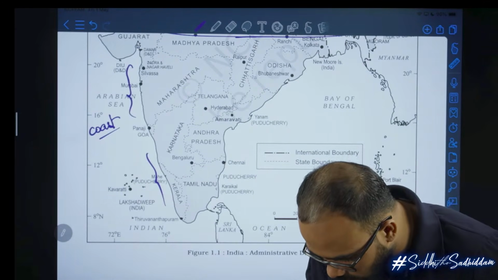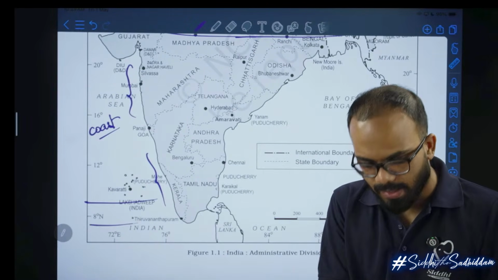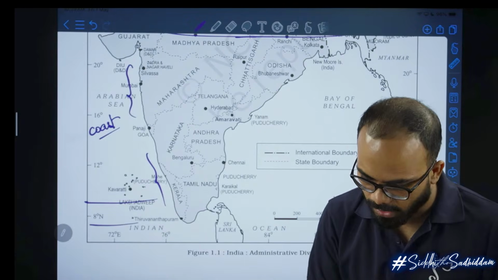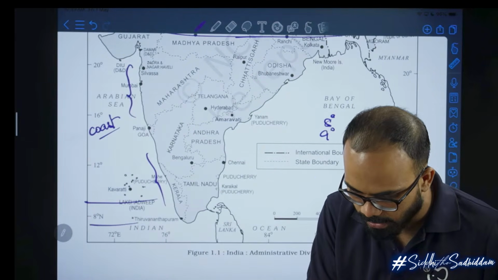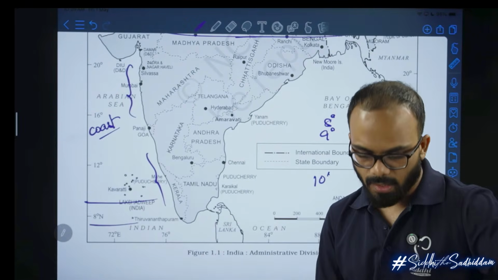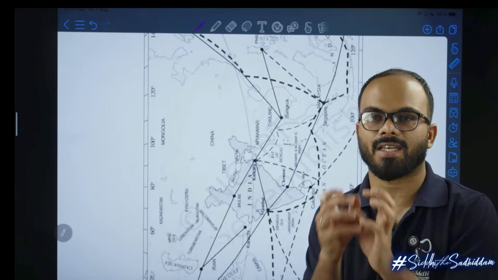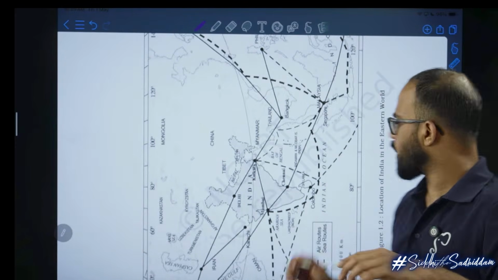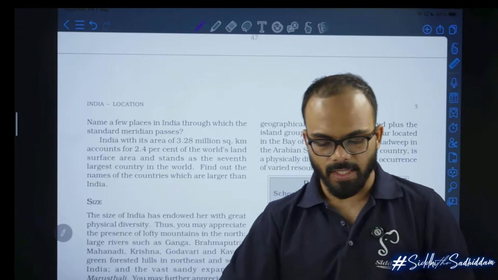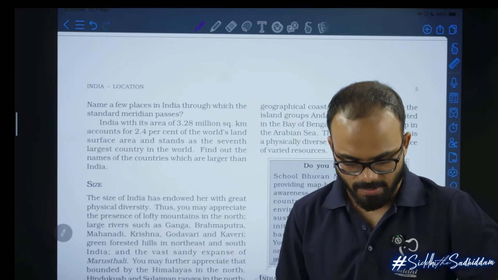Then they can ask you questions on 8-degree channel. Then there is a 9-degree channel. 8-degree channel separates Lakshadweep and Maldives, right? Minicoy and Maldives. So they can ask you questions on 8-degree channel, 9-degree channel, 10-degree channel, and they can also ask you questions on islands. This part is important. Then this part talks about the strategic location of India. That's okay, we can talk about it when we are discussing our international relations based questions that they have asked.